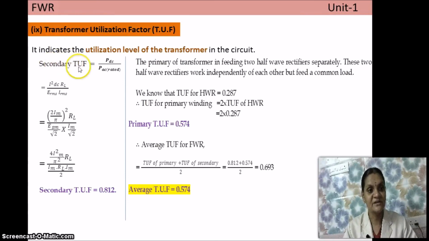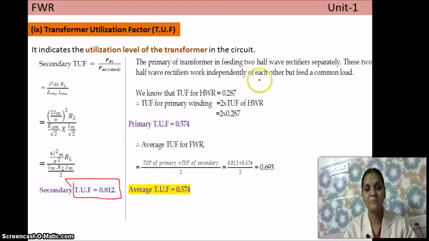So the secondary TUF factor is equal to PDC, that is the output, divided by PAC rated. PDC is IDC square RL, and PAC rated is ERMS times IRMS. Because this is AC current, we consider ERMS and IRMS. ERMS equals EM by root 2, which we have just calculated, and IRMS equals IM by root 2. When you simplify this, you will get the TUF for the secondary winding as 0.812.